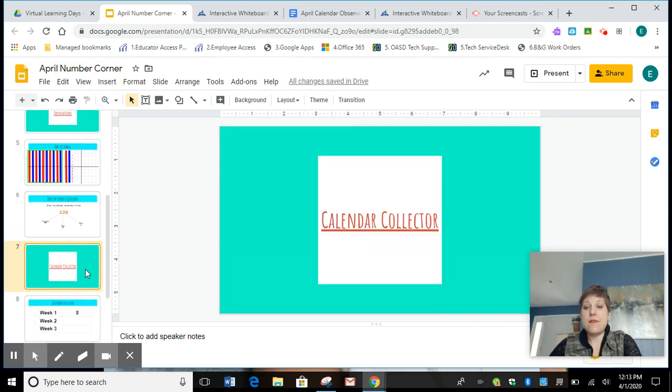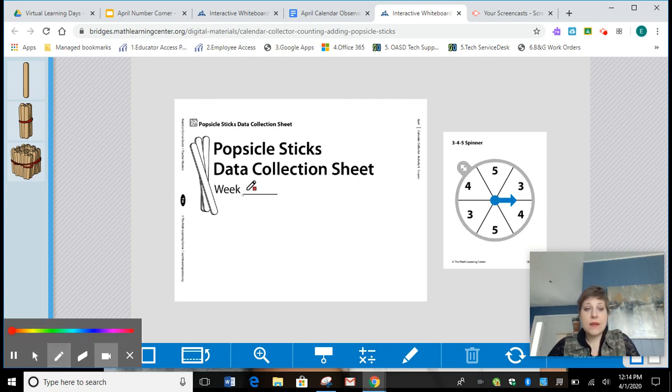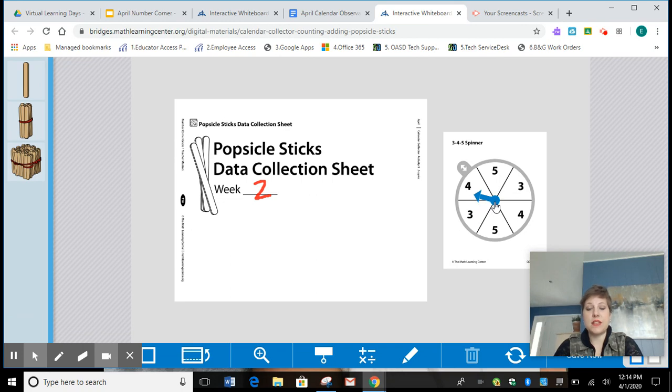All right, friends, it's time for us to start our next collection for the week. So you're going to notice nothing is here right now. It is because we are officially in week 2, and so we're starting a new collection. We're going to give it a spin to see how many popsicle sticks we're starting with today. And man, oh man, we sure do like a lot of 4s. So I am adding those 4 more popsicle sticks.